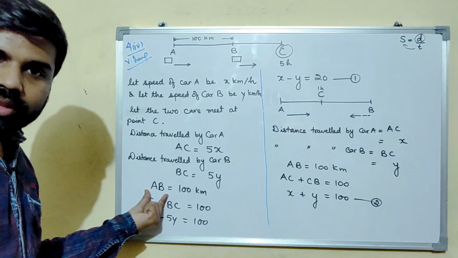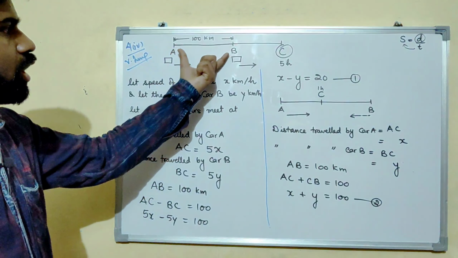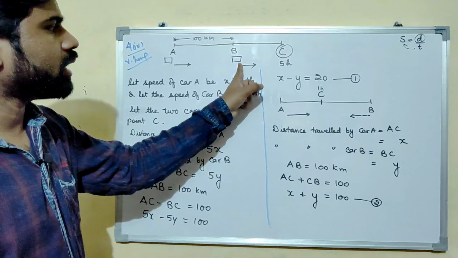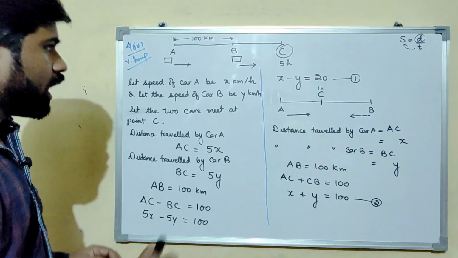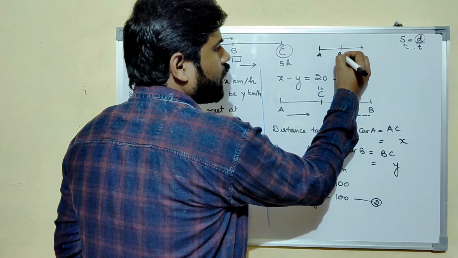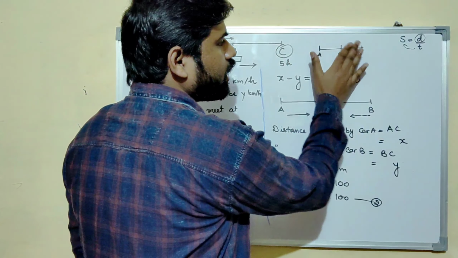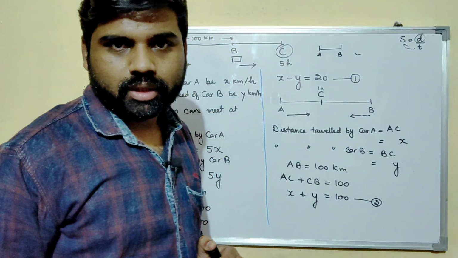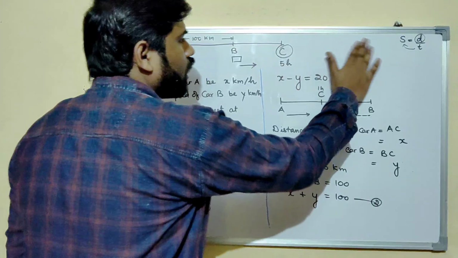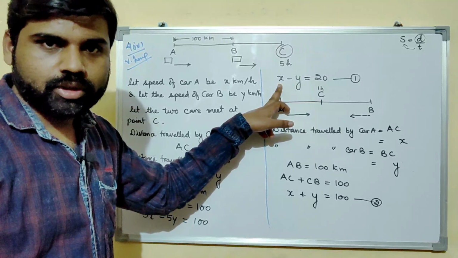Now as we know that AB equals 100 kilometers, we split the value of AB. AB can be rewritten as AC minus BC. See, like this, A, B and C. To find AB, you can say that from AC just remove this BC part. That means AC minus BC equals 100. Now substituting the values, we got the first equation.